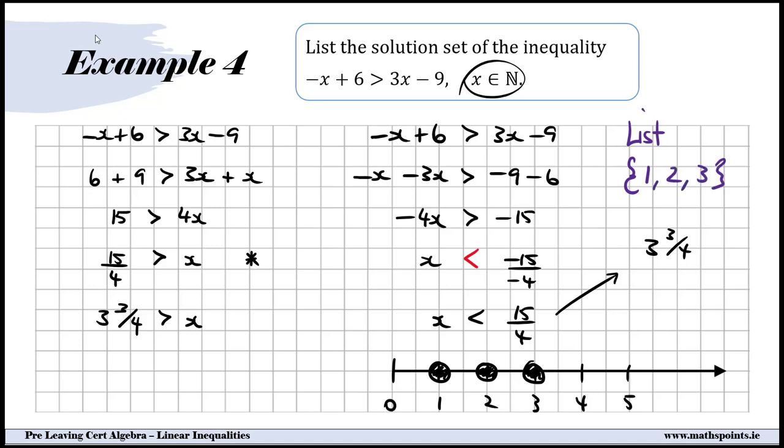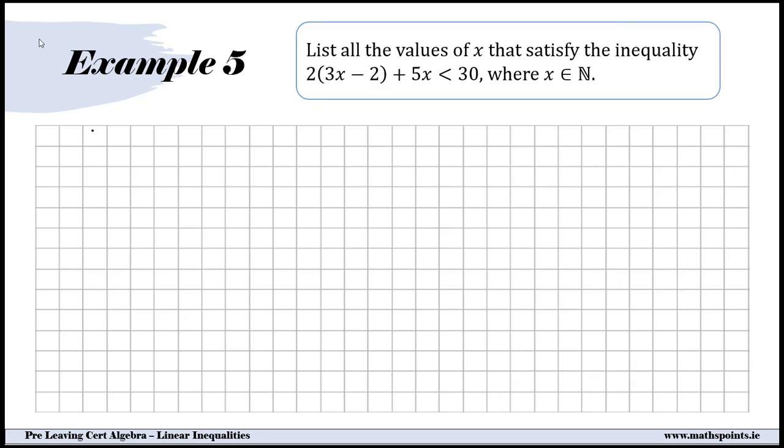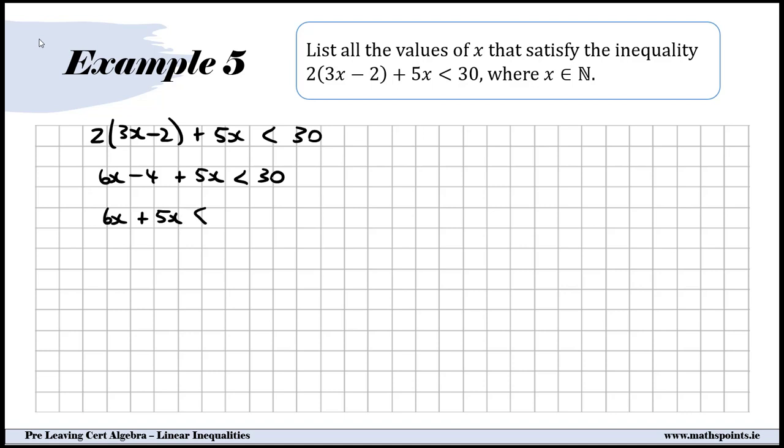They're the values that satisfy this inequality. So in example 5, we have 2 times (3x minus 2) plus 5x is less than 30. First thing I'm going to do is multiply out the brackets to remove those. So 2 by 3x is 6x, 2 times minus 2 is minus 4, plus the 5x, and that's less than 30. I'm going to collect the x terms on the left hand side, so I have 6x plus 5x already on the left. And I'm going to collect the number terms on the right hand side.